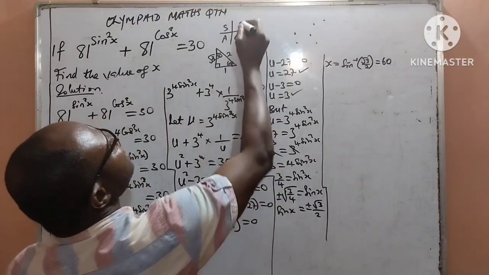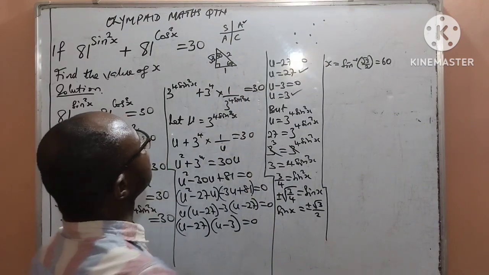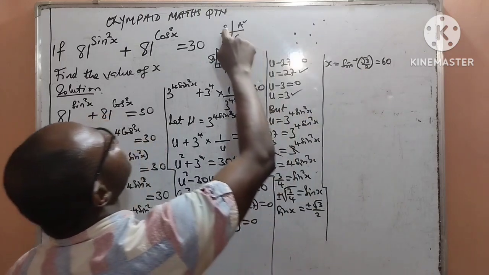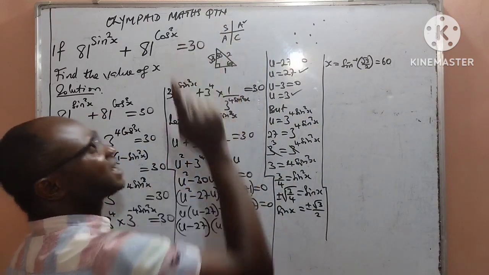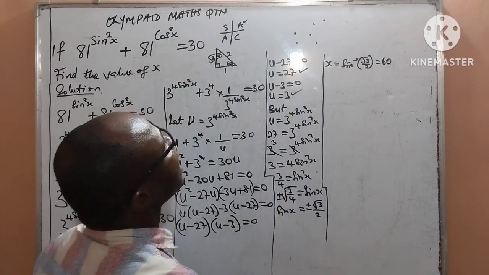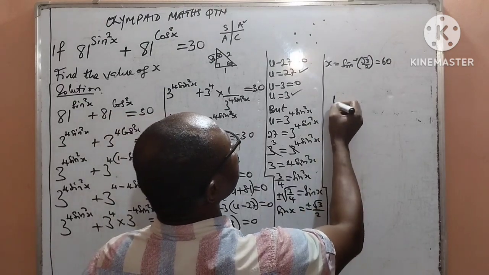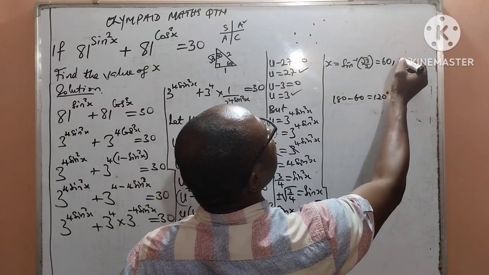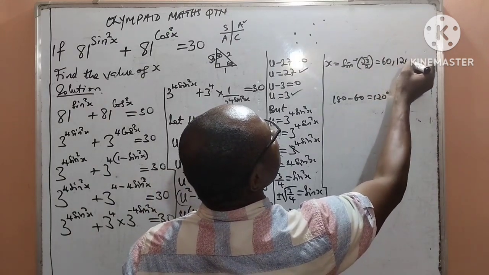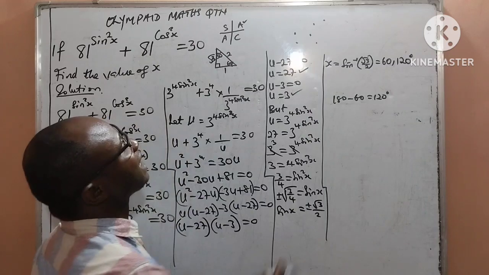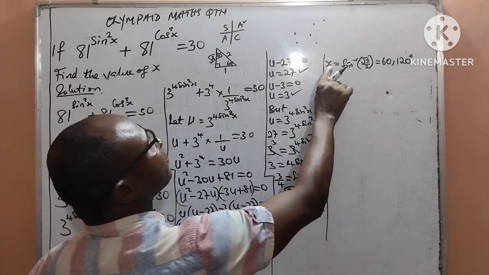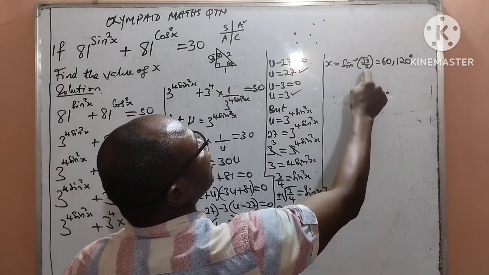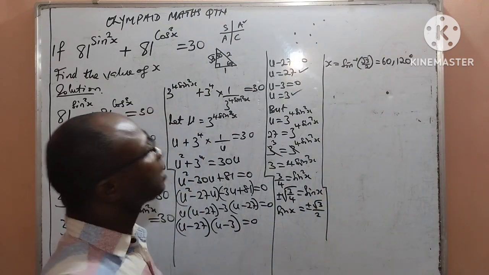But then, 60 is in the first quadrant, positive. Also, a positive value can come from the second quadrant where sine is positive. That means we are going to do 180 minus 60, which is equal to 120. So the second value of x here is 120. Now, we have gotten the two possible values of x when we take arc sine of root 3 over 2.